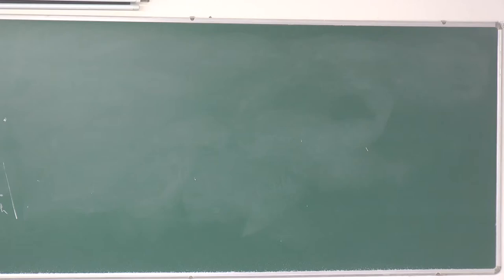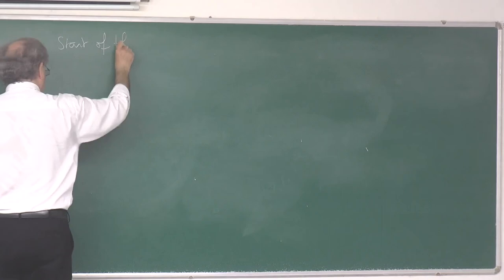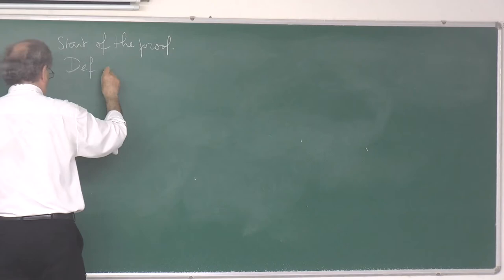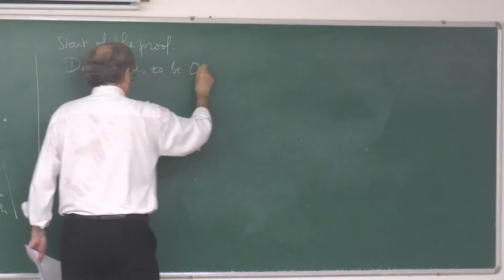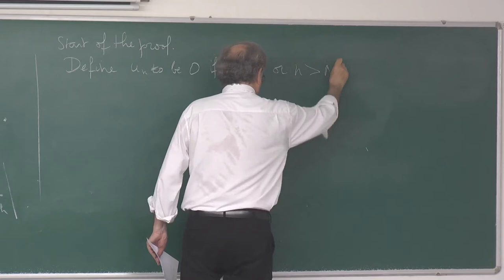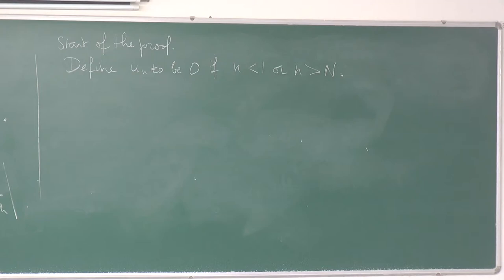Start of the proof. Define un to be 0 if n is less than 1 or n is larger than capital N. So I am not worried about the ranges. At the very end, we are going to put it. It's better to have a statement where you don't have this. Otherwise, you can go from n equal to 1 to capital N, but this is not very nice. Okay? So now what you are doing is the following.